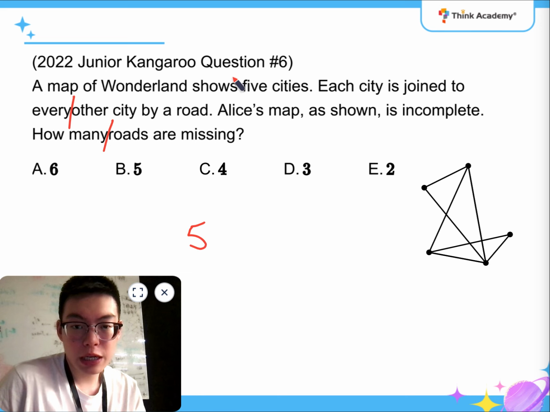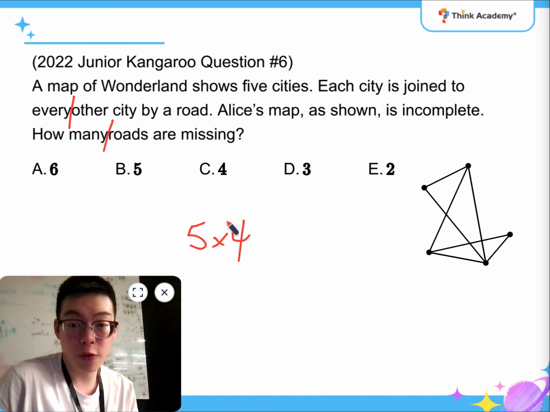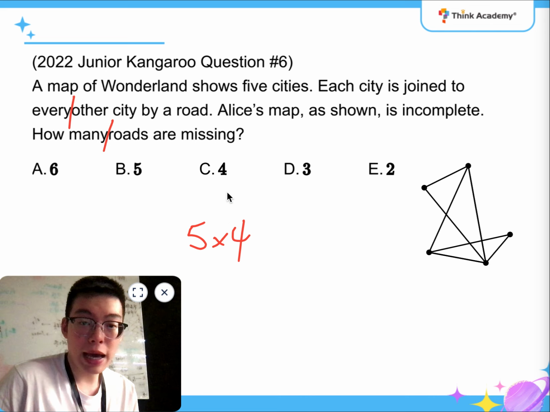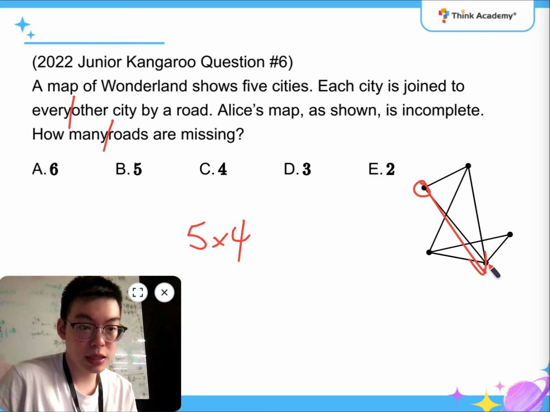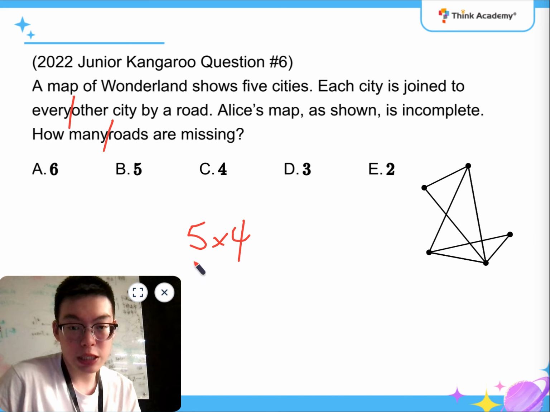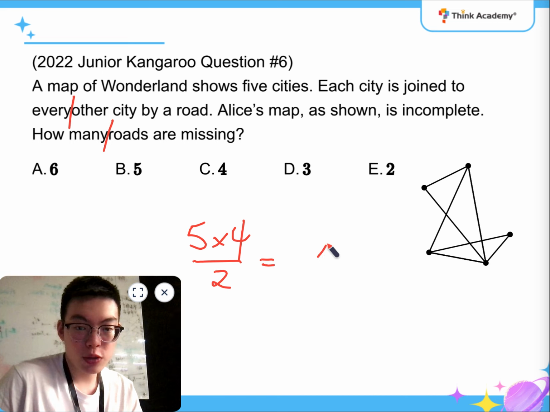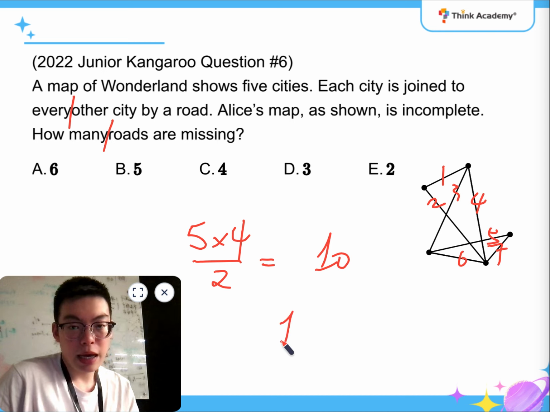So for 5 cities, each of them should be joining the other 4 cities, right? So for every city, there should be 4 roads leading to it. But then there are 2 ends for each road, joining the 2 cities. So I have counted every road twice, which means that now I just need to divide it by 2 to find out the total number of roads to be 10. Now we have 1, 2, 3, 4, 5, 6, 7 roads, and 10 take away 7 is 3. So 3 roads are missing.